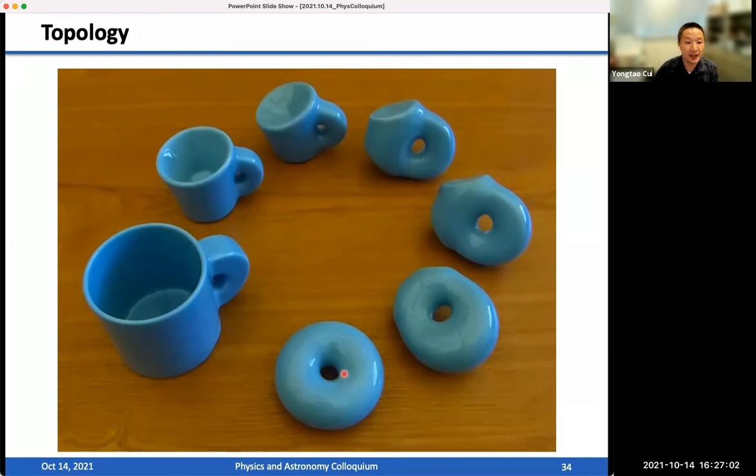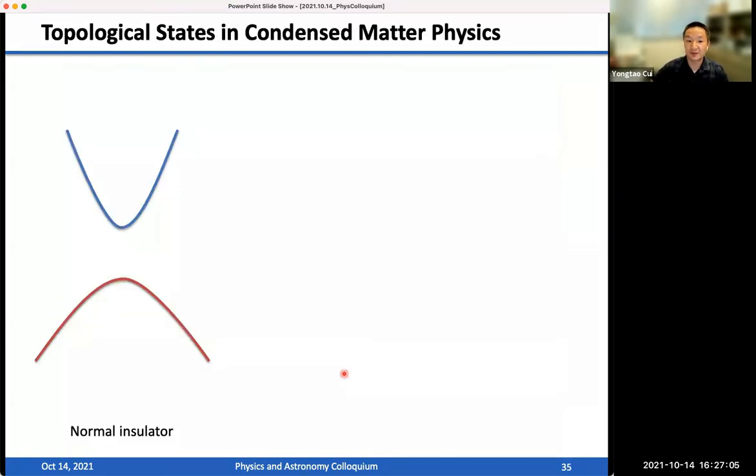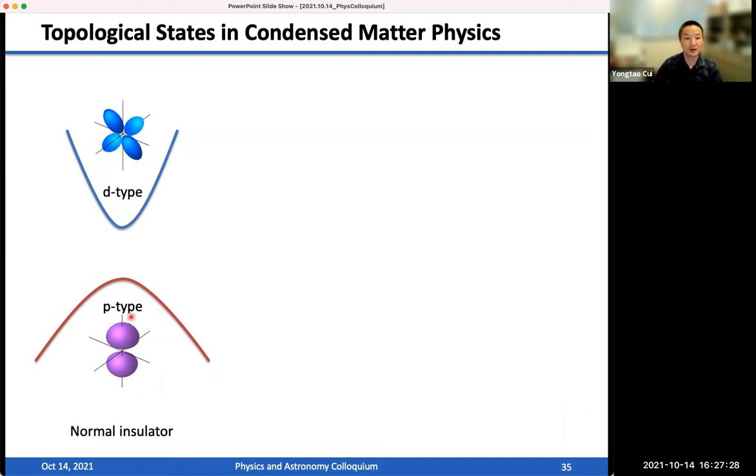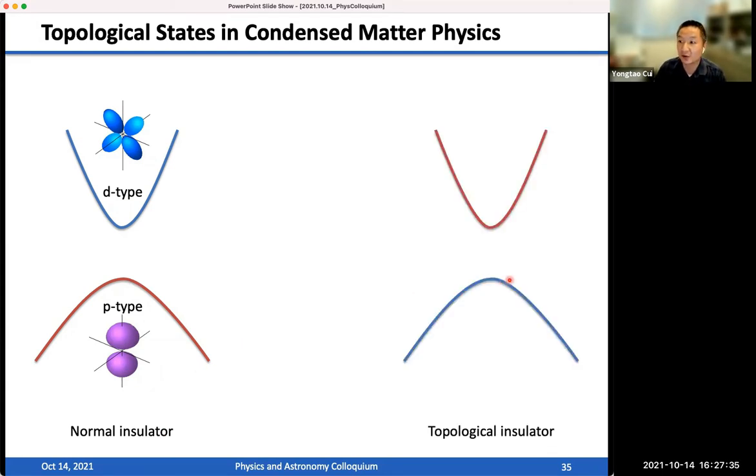Okay, so how do we apply this concept to condensed matter systems? Again, we can analyze in terms of band properties. We can define a topological order in terms of the orbital characters, because orbitals can be S, P, D, F. Typically the D orbitals have a higher energy than the P orbitals, so the conduction band will be of D orbital character and the valence band of P orbital character. That's the normal case, a normal insulator. But if there's additional interaction, for example very strong spin orbit coupling, that can raise the energy of the P orbitals.